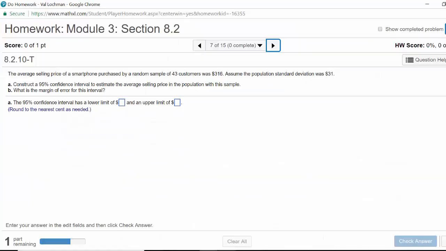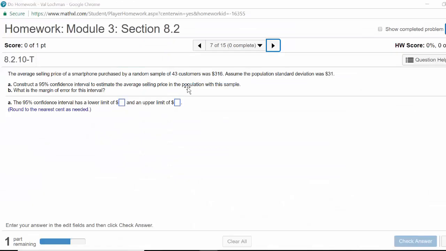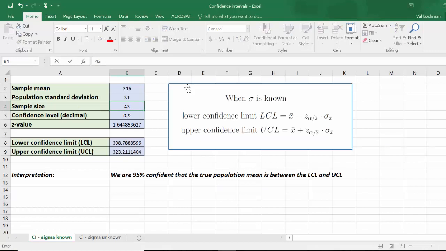So let's go back to our problem and see what we have. The sample mean was $316 with a population standard deviation 31, right? So 316, 31, and the sample size is 43, which is great, because we want this number to be bigger than 30, so we can apply the central limit theorem. Confidence level, in my case it's 0.95, okay, and the next cell will compute the z of alpha over 2 value that's associated with this level.